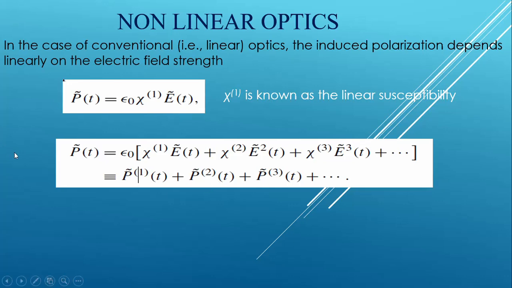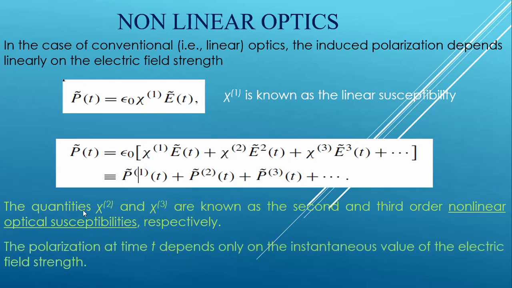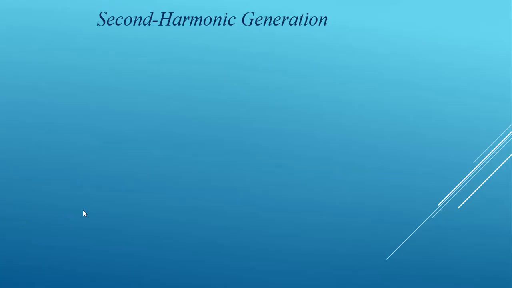So when we are talking about nonlinear optics, we have to consider this chi square, chi cube, etc. These chi to the power 2, chi to the power 3 terms are basically known as second and third order nonlinear optical susceptibilities. Also, the polarization at time t depends only on the instantaneous value of the electric field strength. Now we will talk about second harmonic generation. This is one of the new phenomena due to the nonlinearity.